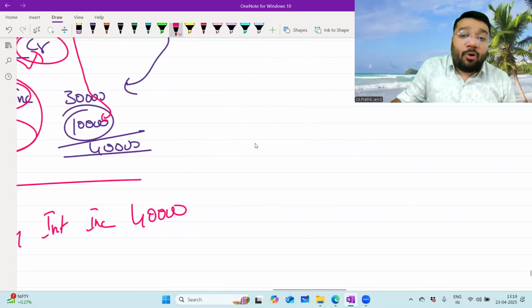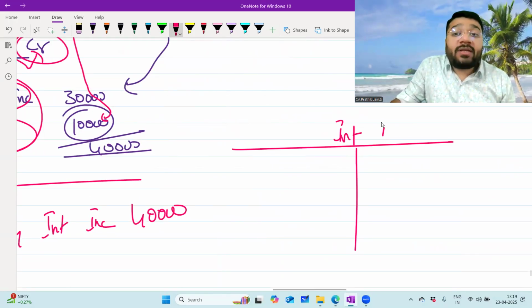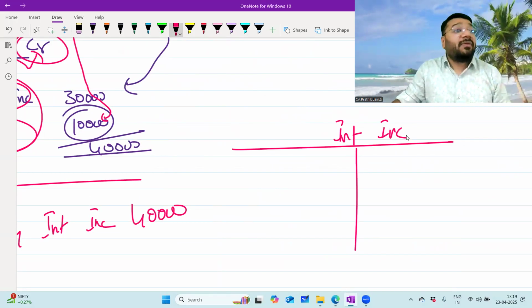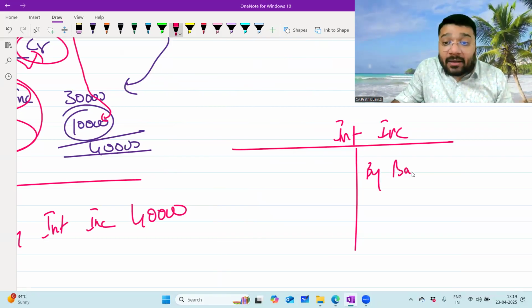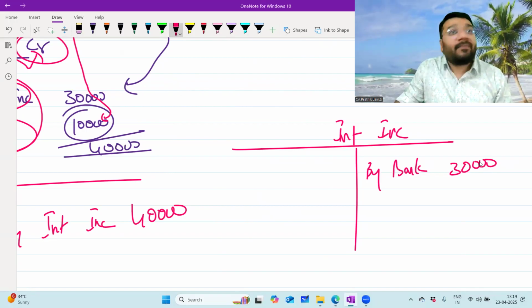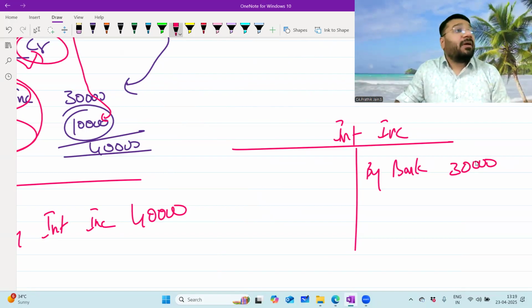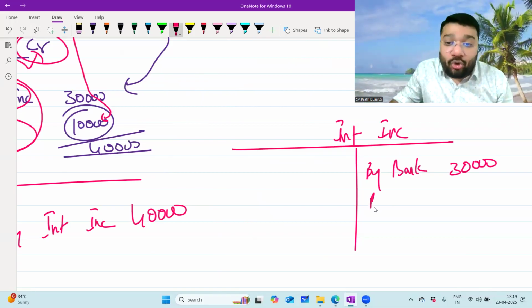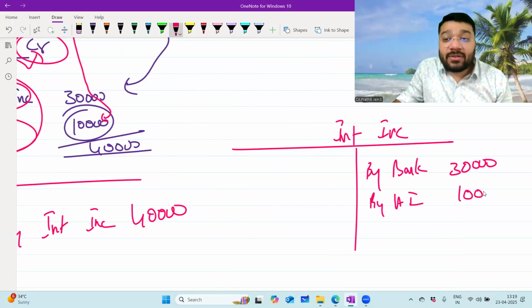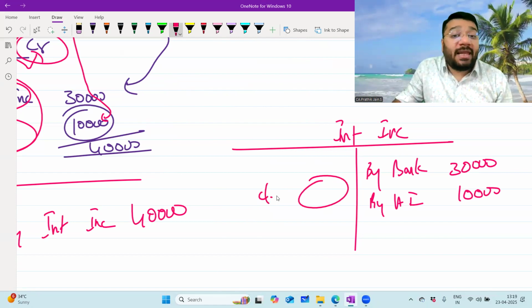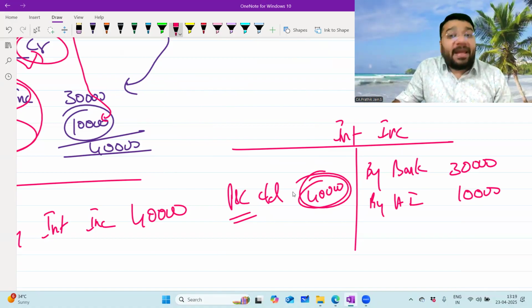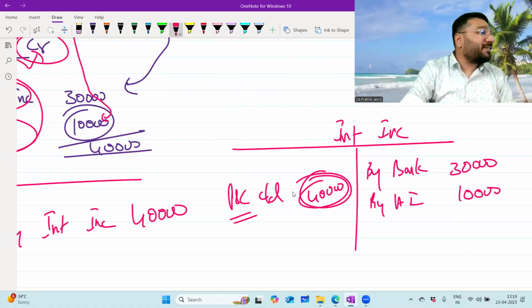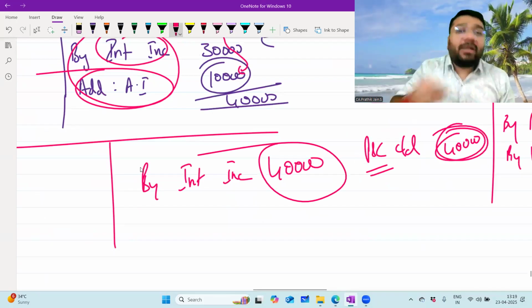Why? Because if I open the interest income ledger, what is the first entry that you recorded? 30,000, bank to interest income. So by bank, 30,000 recorded. Do you agree with me? And what is the adjusting entry? Accrued interest to interest income. So in the interest income account, by accrued interest, 10,000. So whatever is the closing balance of the ledger, this 40,000, is transferred where? To the P&L. So in the P&L, the entire 40,000 will come.